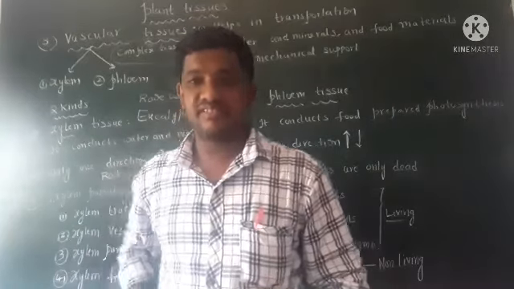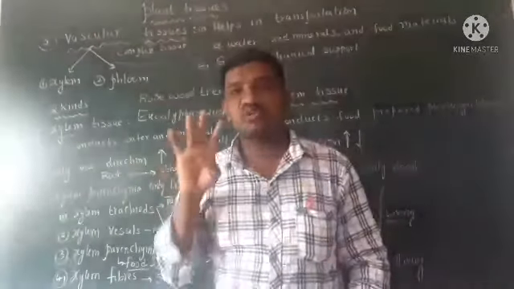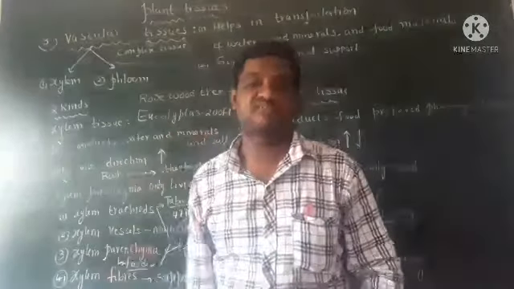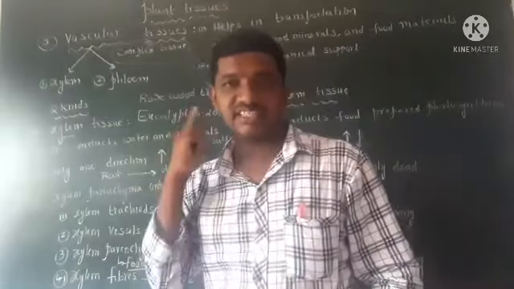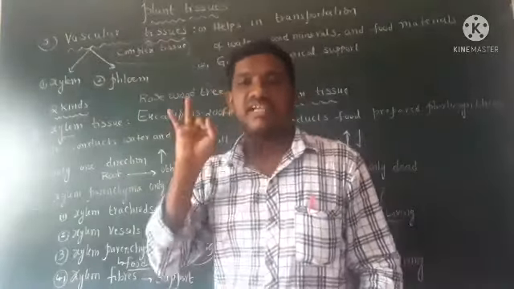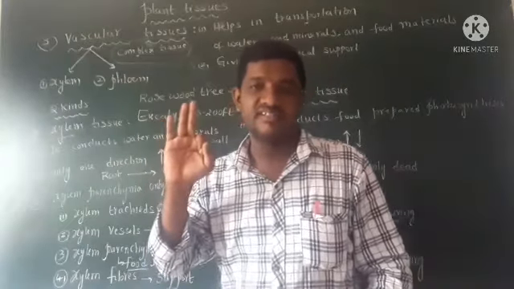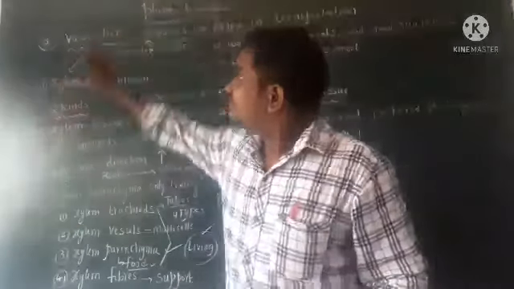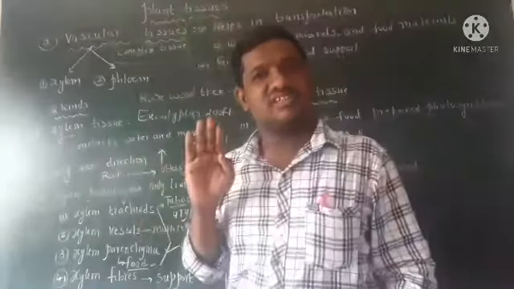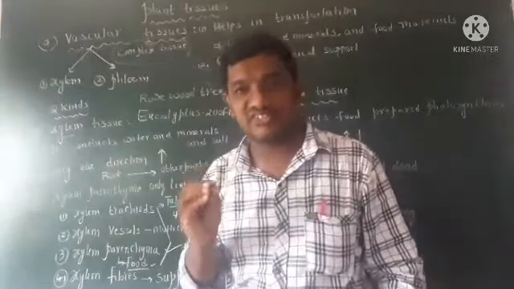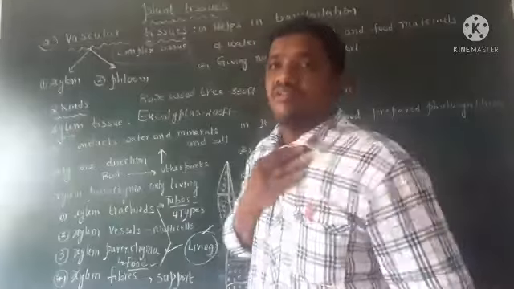The next concept is vascular tissues. This is the fourth kind of plant tissue. What are the remaining tissues in the plants? First one, meristematic tissues. Second one, ground tissues. Third one, dermal tissues. The last one, that is vascular tissues. This is the fourth kind of plant tissue. What is vascular tissue?